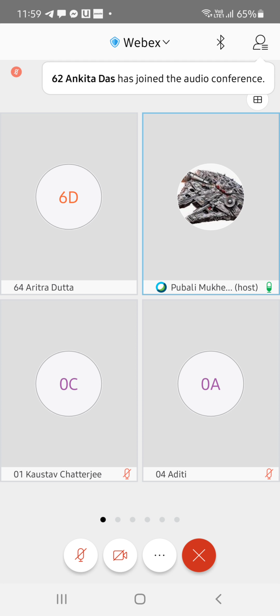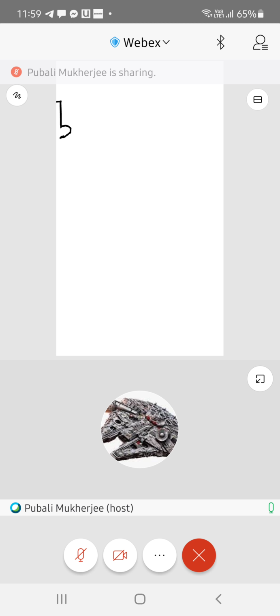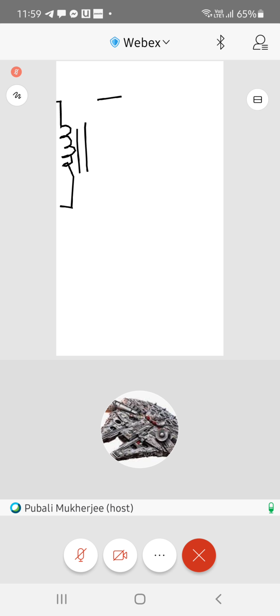Understood the case for a half rectifier. Okay, for the full wave rectifier, let me do the center tap. Let me draw the diagram. Yes, now things are better. WebEx was having a problem and therefore it got disconnected. Now it's easier drawing and it's normal.